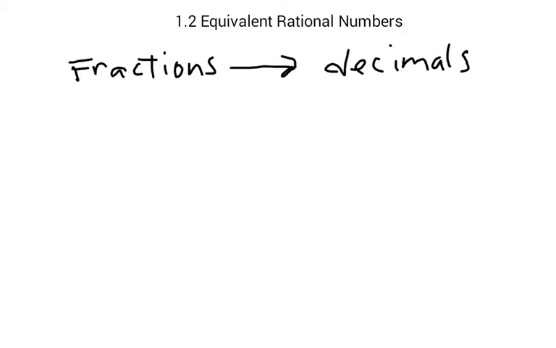Lesson 1-2 deals with fractions, decimals, and percents. They're all rational numbers, and being able to switch from one notational system to another. So you'll learn how to change fractions to decimals, decimals to fractions, decimals to percents, percents to decimals, and fractions to percents, and percents to fractions, those kinds of things. We'll start with fractions to decimals.